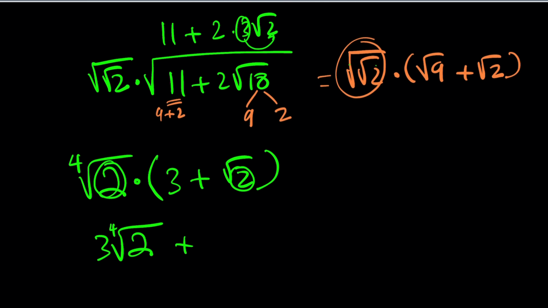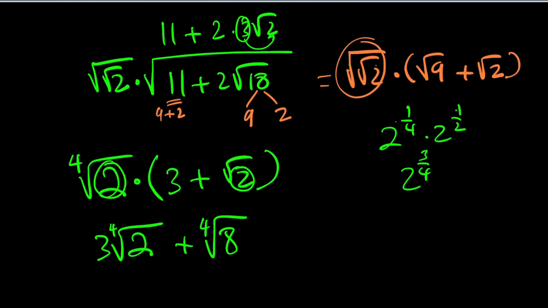Well, you can kind of write it like this, 2 to the power 1/4 and 2 to the power 1/2. And then this is 2/4, 3/4. You can do that. But that means it's the 4th root of 8, right? So it's going to be 4th root of 8. And guess what? This is going to be in the denested form. Basically, that is the final answer.